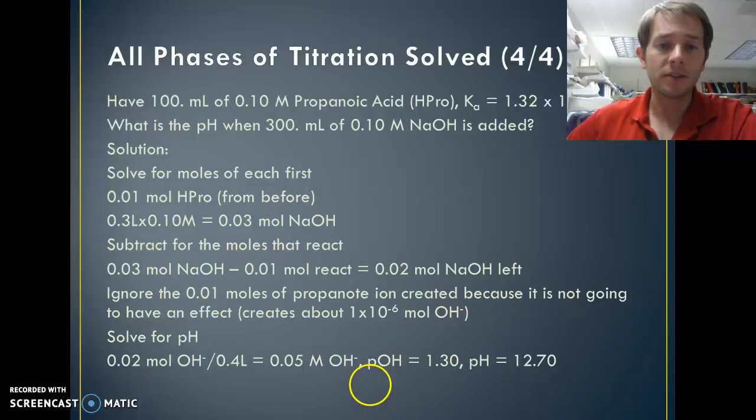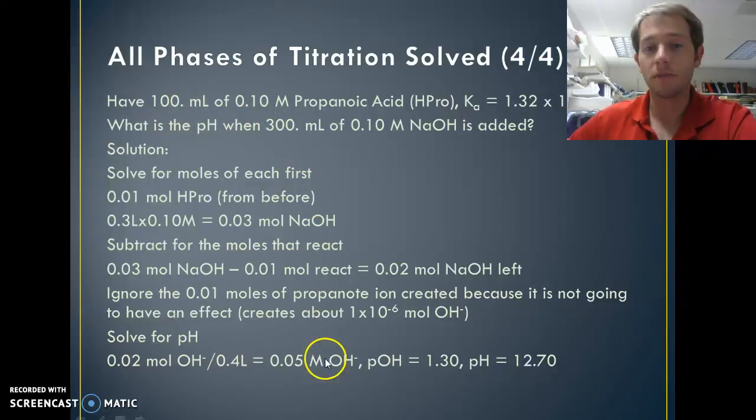So we've got 0.02 moles of sodium hydroxide left over. That is in 0.4 liters, which is the total volume of everything, which gives you 0.05 molar hydroxide ions, which gives you a pH of 12.70. So very basic, which would make sense if you're very far past equivalence.